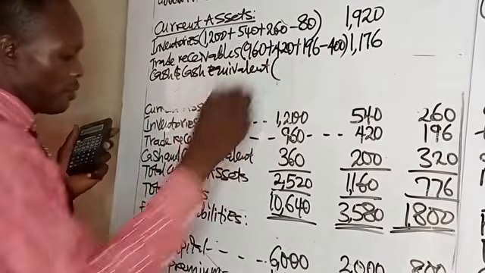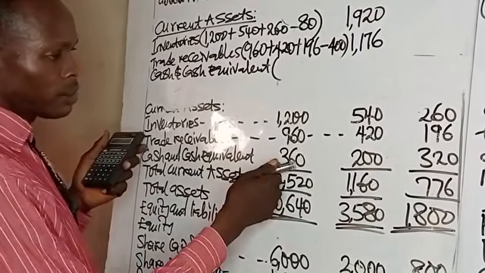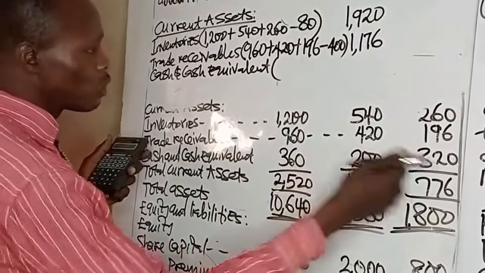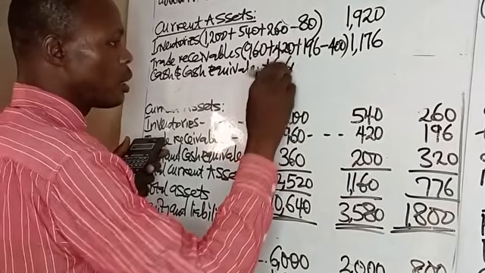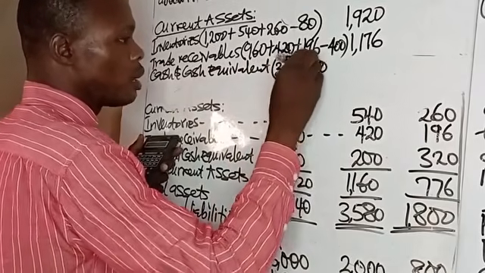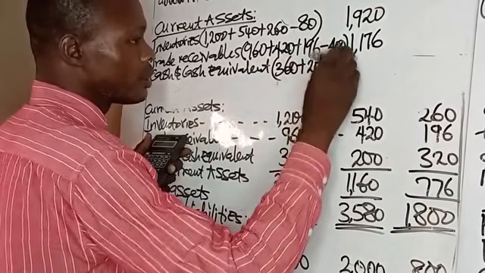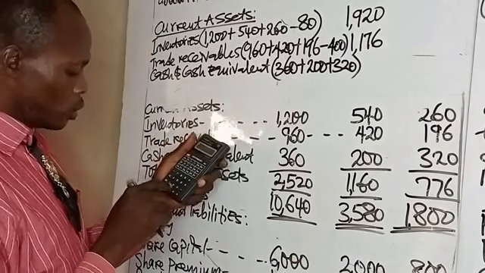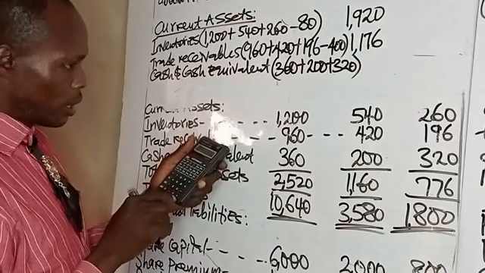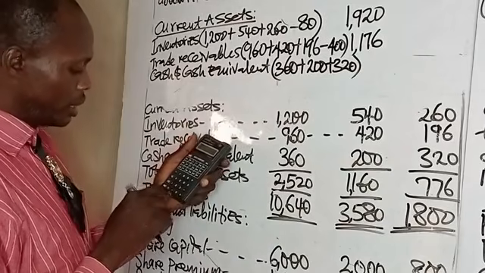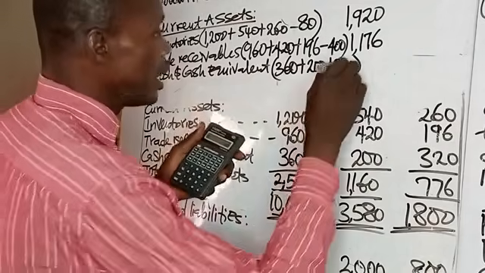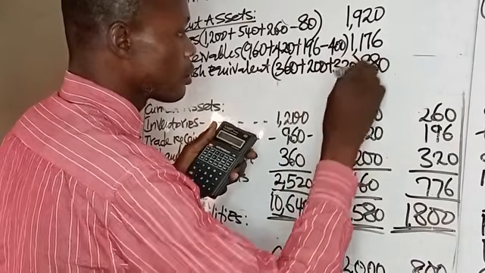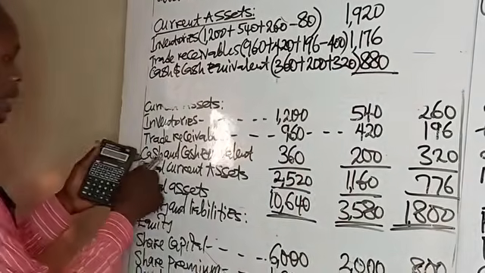So we have 360, 200 and 320. 360 plus 200 plus 320, so that is total 880. That is the only current assets we have.